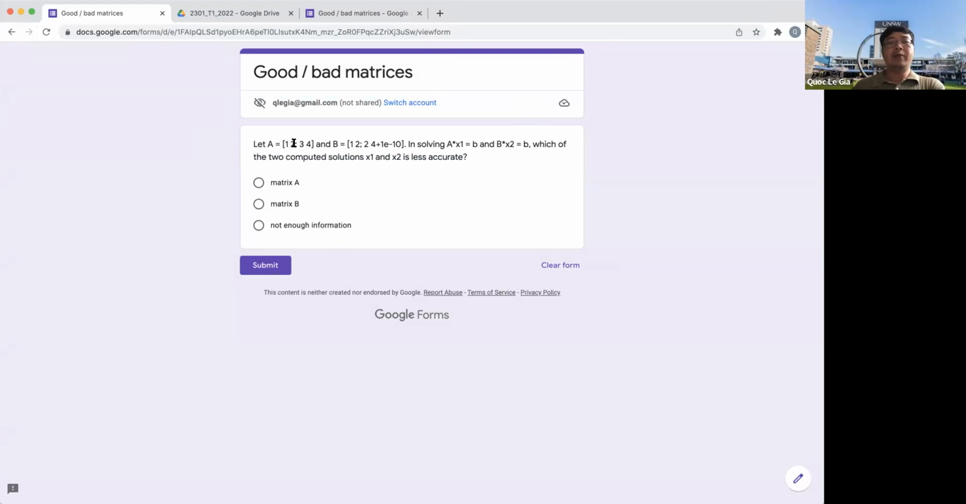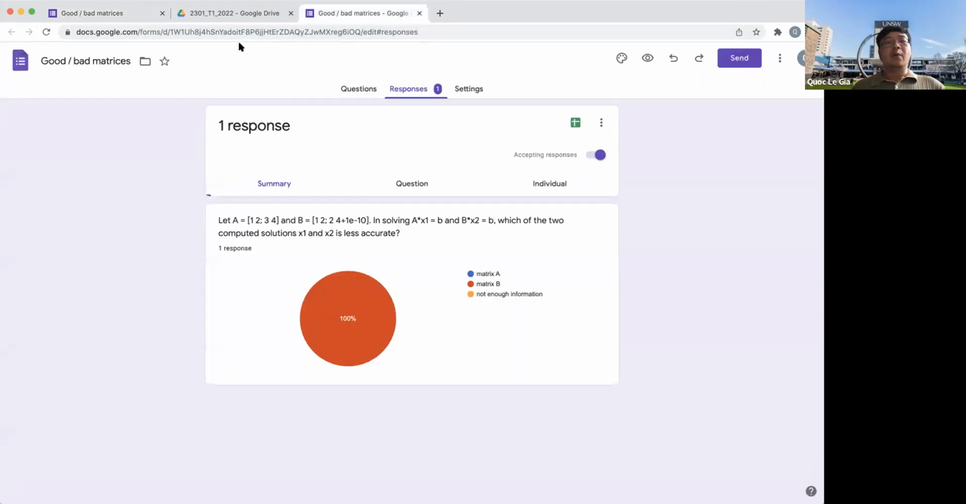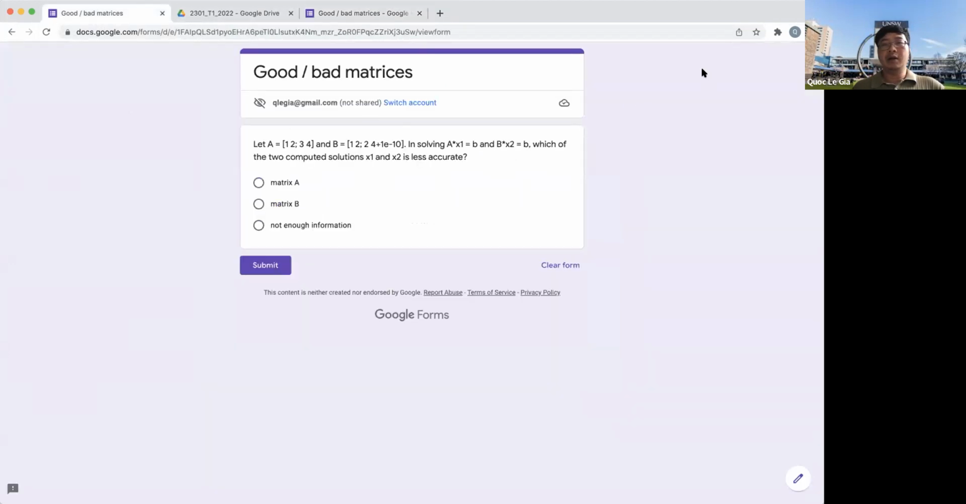Let A be the matrix 1, 2, 3, 4. B is 1, 2, 2, 4 plus some small number. Okay, so which one is less accurate? When you are doing it, let me show you how I do it in MATLAB. So let me share my MATLAB.